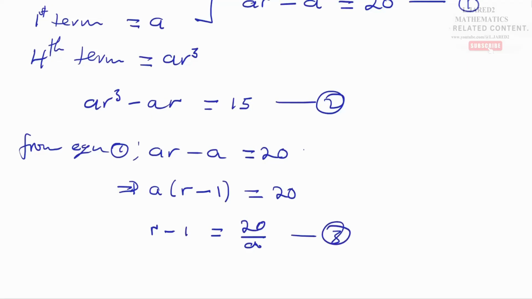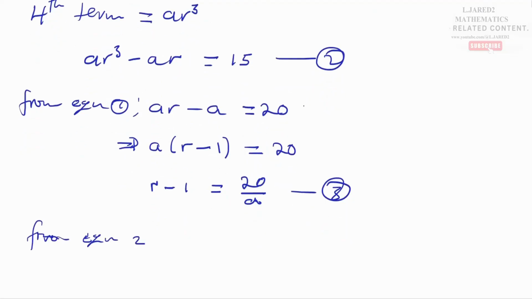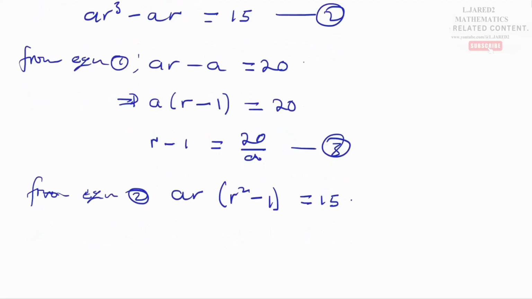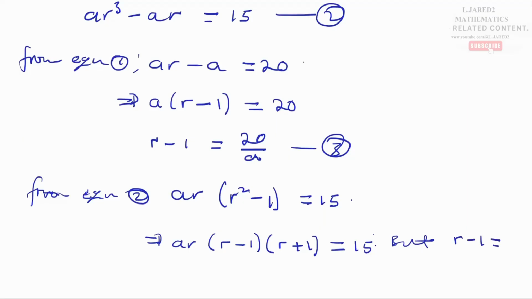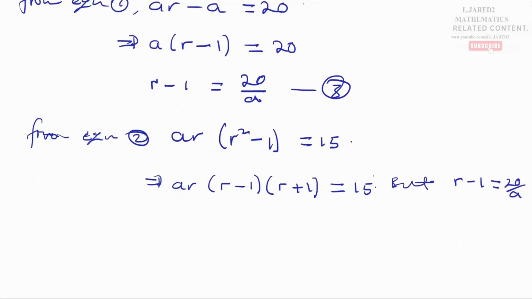Then as we revisit equation 2, from equation 2, we can factorize out the AR into the R squared minus 1 equals to 15. And in the bracket here, we can see that it's a difference of 2 squares. We can simplify that. It means that we are going to have AR into R minus 1, close the brackets, open another bracket, R plus 1 should give us the 15. But from our equation 3, R minus 1 equals to 20 divided by A. So we can now substitute in for the expression of R minus 1.